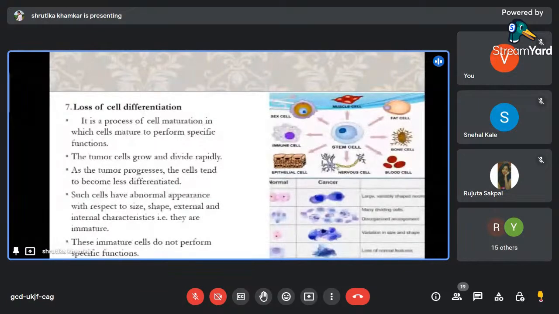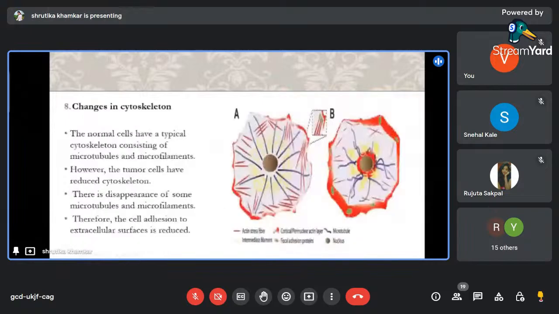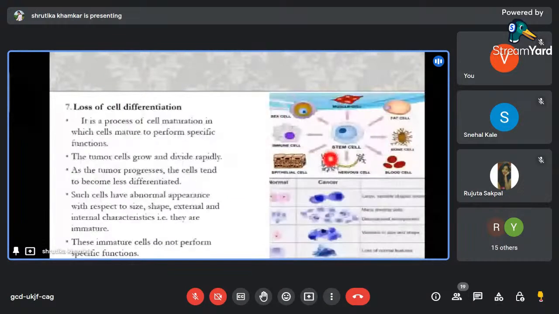Seventh property is the loss of cell differentiation. So you can see here cell differentiation, each cell performs a specific function. However, in a cancer cell, there is a loss of cell differentiation, and therefore mature cells are not formed, and the cells do not perform the normal function.